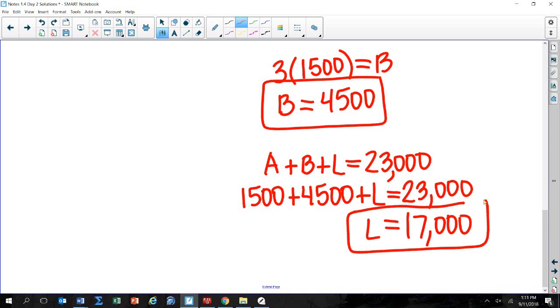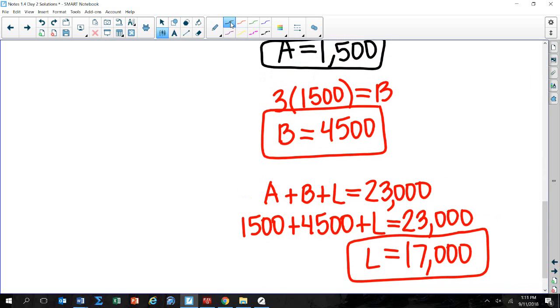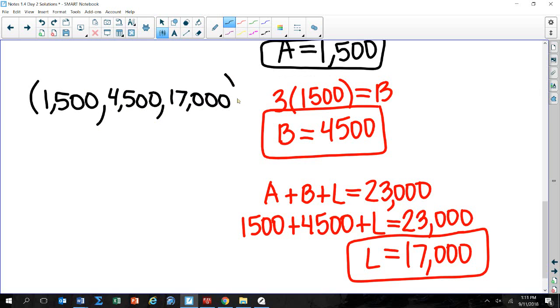Perfect. Okay, so my final answer then, A comma B comma L is 1,500, comma, 4,500, comma, 17,000. I'm going to make these exaggerated commas. Okay, so that means that there's 1,500 seats in section A, there's 4,500 seats in section B, and then there's 17,000 seats available in the lot.